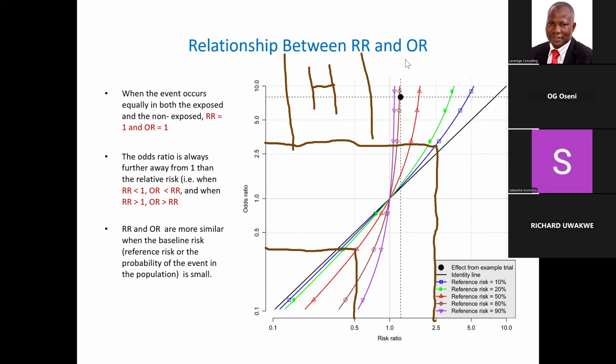Let me clean the board. What is the brush to clean? Okay.